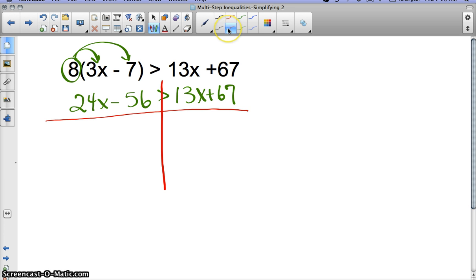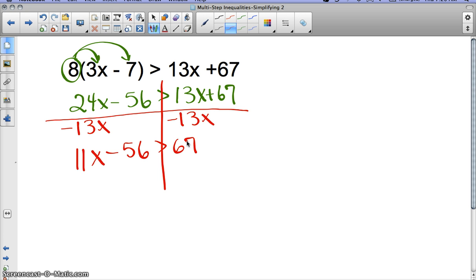If we want to get rid of this, I can't even talk this morning, I'm sorry. We've got 24x on the left, 13x on the right. Since 13 is smaller, we want to get rid of it. So we're going to subtract 13x from both sides. So 24 minus 13 gives me 11x. Still have our minus 56. It's greater than 67.